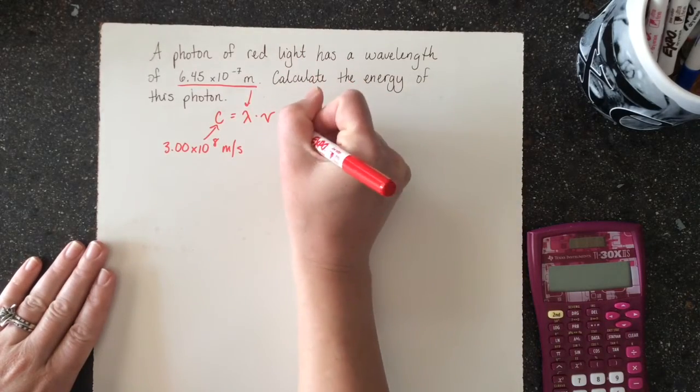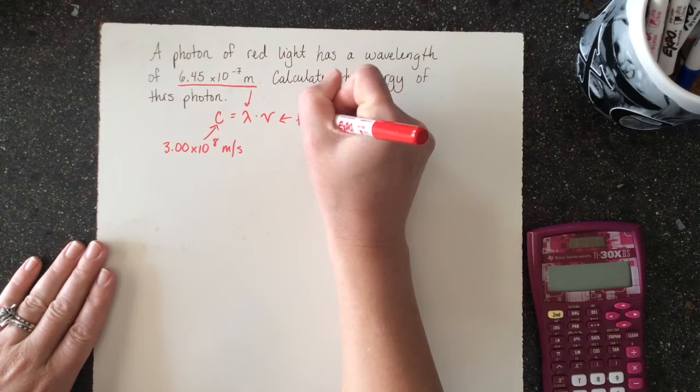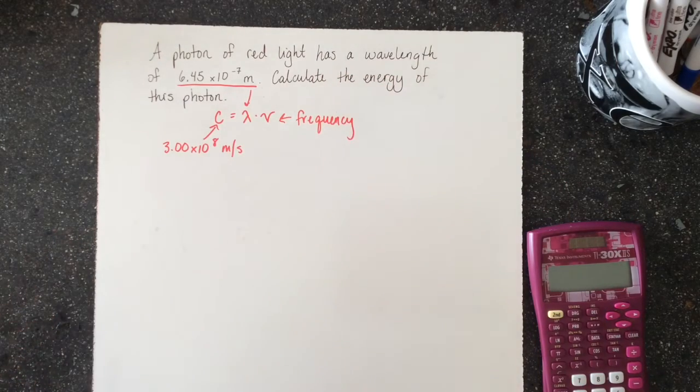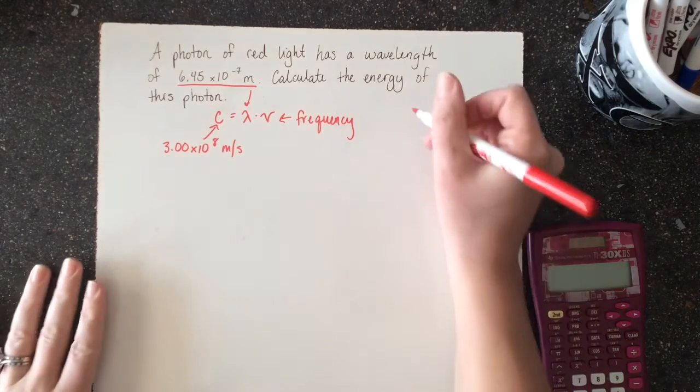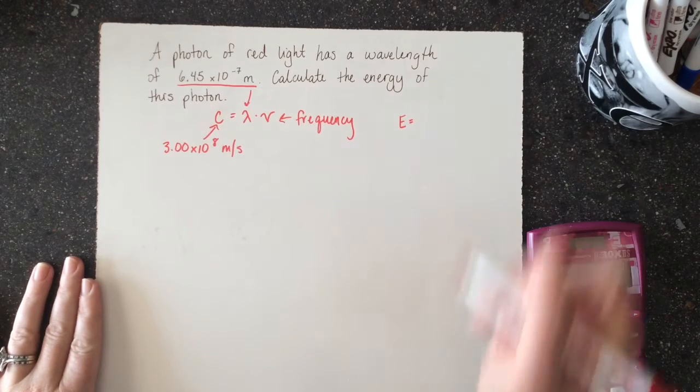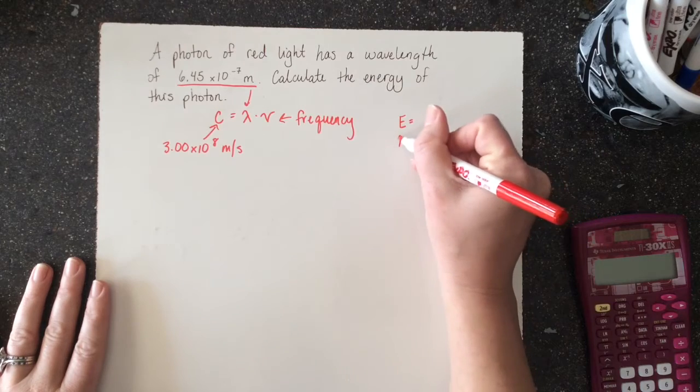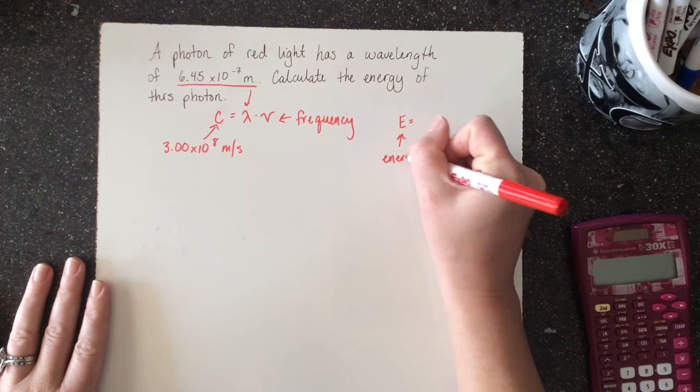And nu represents the frequency. The frequency of the wave is how often it occurs. In this case, we don't know the frequency of our wave. But before we go any further, let me just show you the other formula, which is for calculating the energy of a wave. So E, which is energy, is what we're trying to find. This is our end goal here.